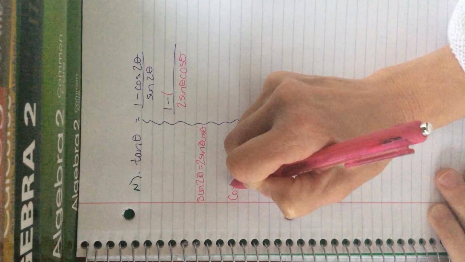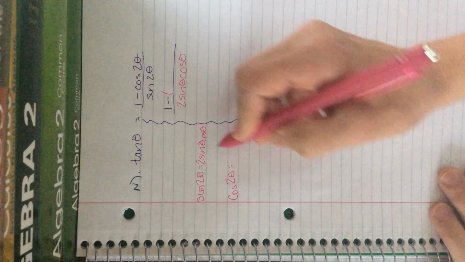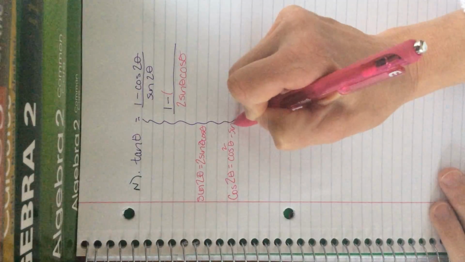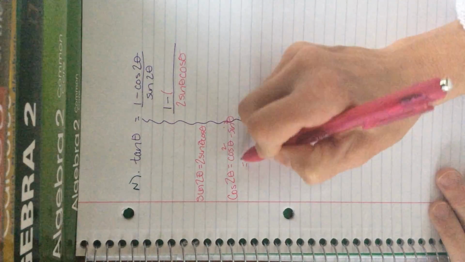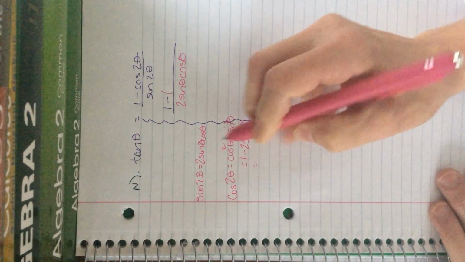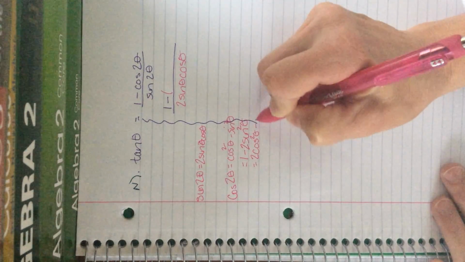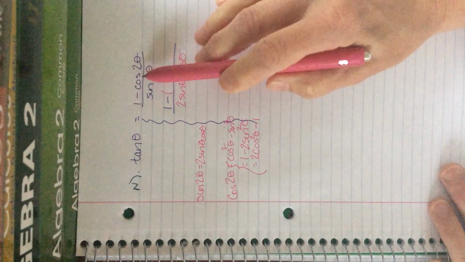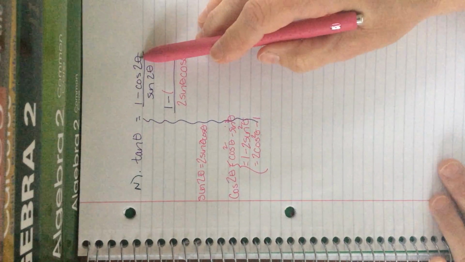Your cosine of 2 theta, you have 3 identities to choose from. One of them is cosine squared theta minus sine squared theta. I have another one that is 1 minus 2 sine squared theta. And I have a third one that is 2 cosine squared theta minus 1. So I'm going to think carefully about which identity I want to replace cosine of 2 theta with.